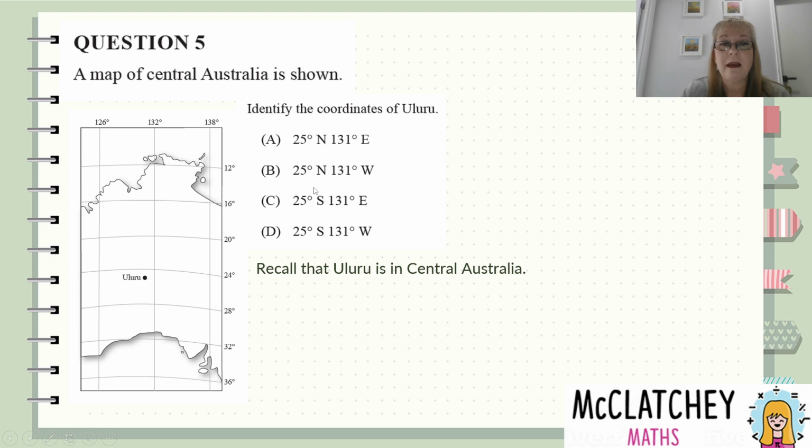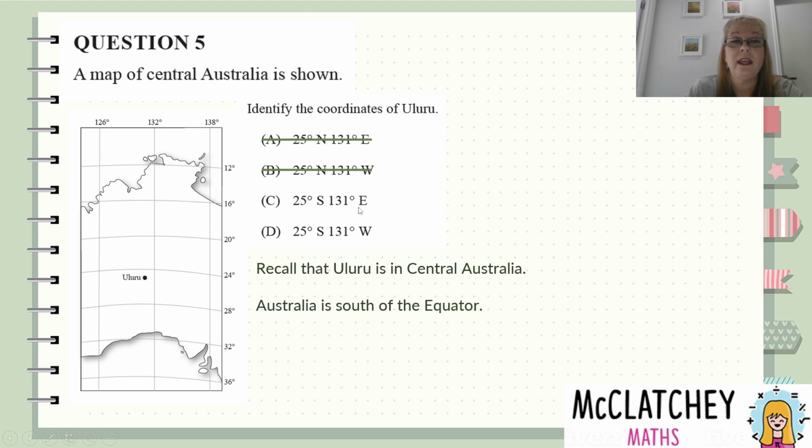Remember, we just talked about latitude, which are these ones here, and they're all with respect to being north of the equator and south of the equator. So having a little bit of general knowledge about where Australia is, we are in the southern hemisphere, which means we can automatically rule out A and B, because they are both northern coordinates. So regardless of what these numbers here are, we can straight away do a quick elimination because we know Uluru is in the southern hemisphere.